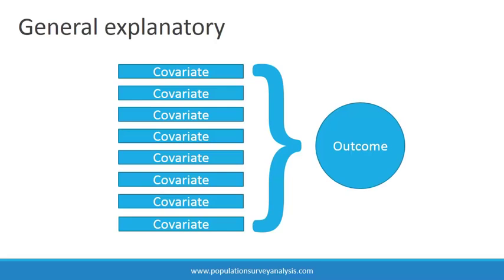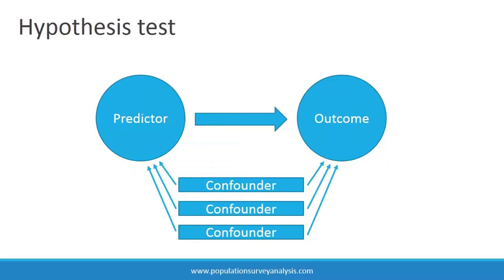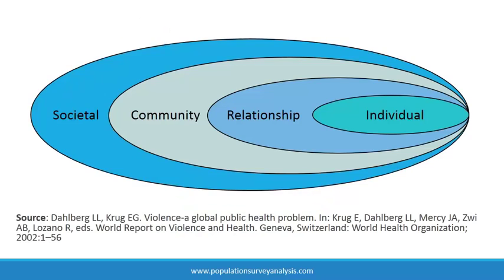Using this approach, a general explanatory model would include one outcome and multiple hypothesized associated factors. A hypothesis test question would have one predictor, or covariate of interest, and one outcome, and several additional covariates to be tested for confounding. Generally, however, a conceptual framework is something broader than a statistical model. It is a diagram that summarizes major relevant social theories that have been described and evaluated in the peer-reviewed literature.